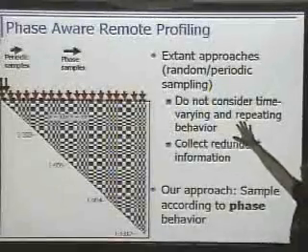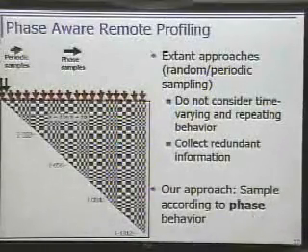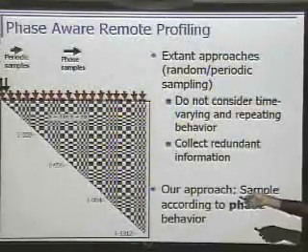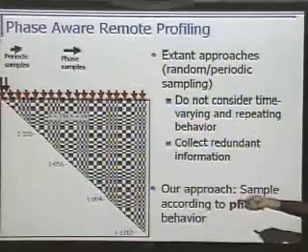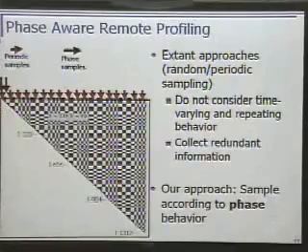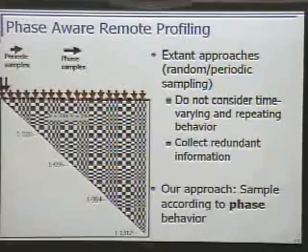Consider time-varying behavior and only sample according to what phases you've seen. For compress, we need to sample an interval in the compress phase, and we need to sample an interval in the decompress phase. So much less overhead. We get the same amount of information, which I'll show you some of the data, but we sample much less. So the amount we're communicating is much less.